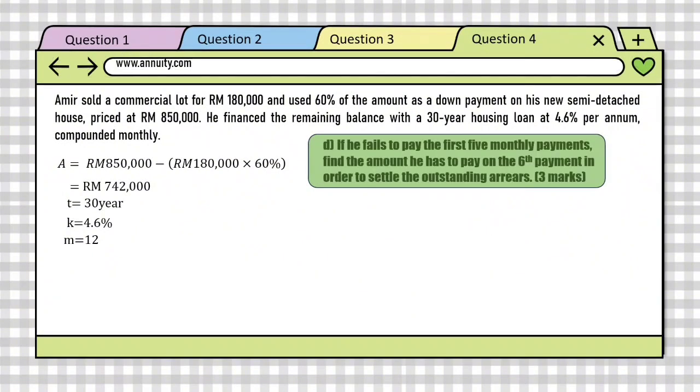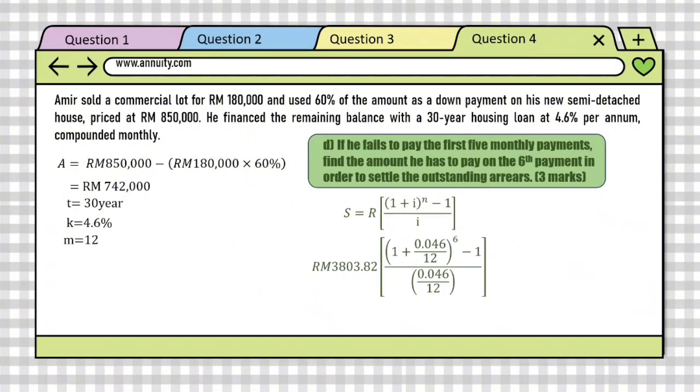So here is question D. If he fails to pay the first 5 monthly payments, find the amount he has to pay on the 6th payment in order to settle the outstanding arrears. From the question given, we know that Amir fails to pay the first 5 months, and n is equal to 6. So here is the formula we need to use. Then we need to fill in the formula with the information given. Lastly, we get the answer for question D.